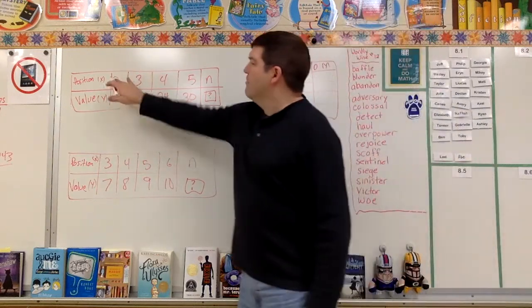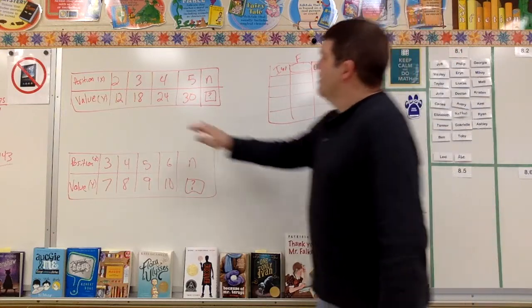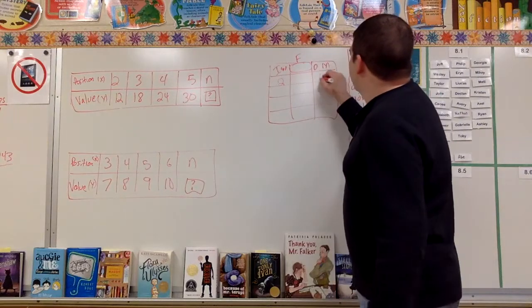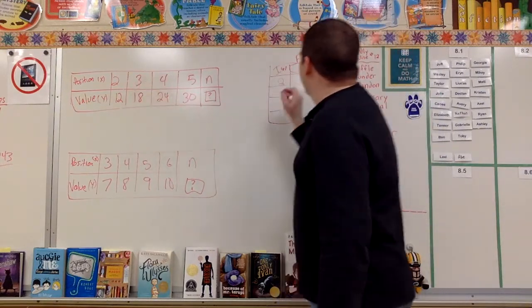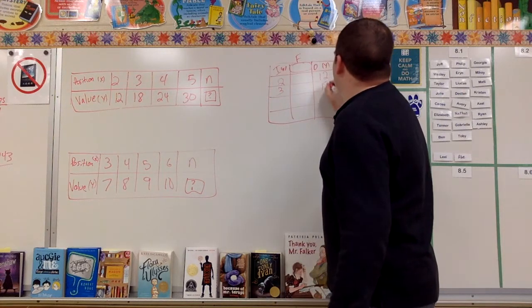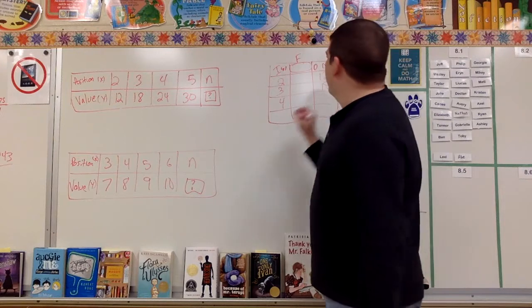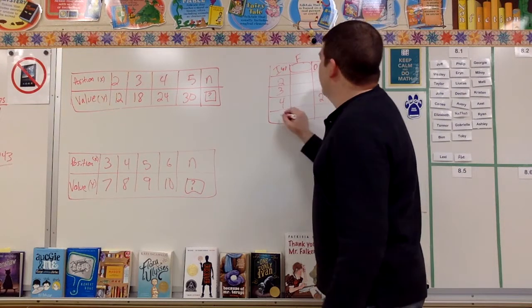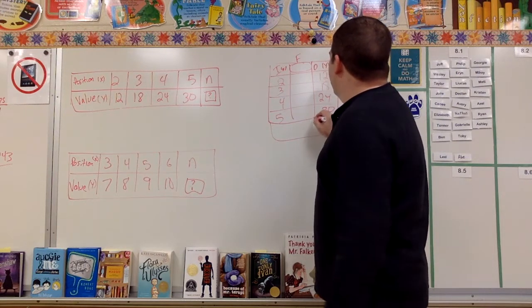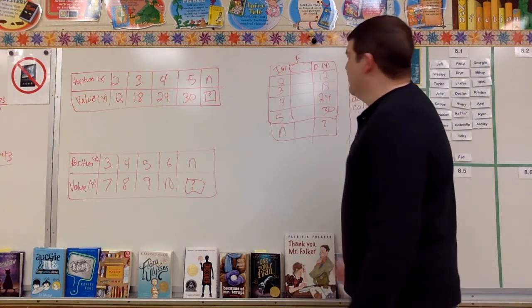Now this gives us the position and the value. The position is the input. So in this one we have 2 goes in, and 12 comes out. Here we have 3 going in, and 18 coming out. We have 4 going in, 24 going out, 5 and 30. And then this last one says n is going in, what's coming out?